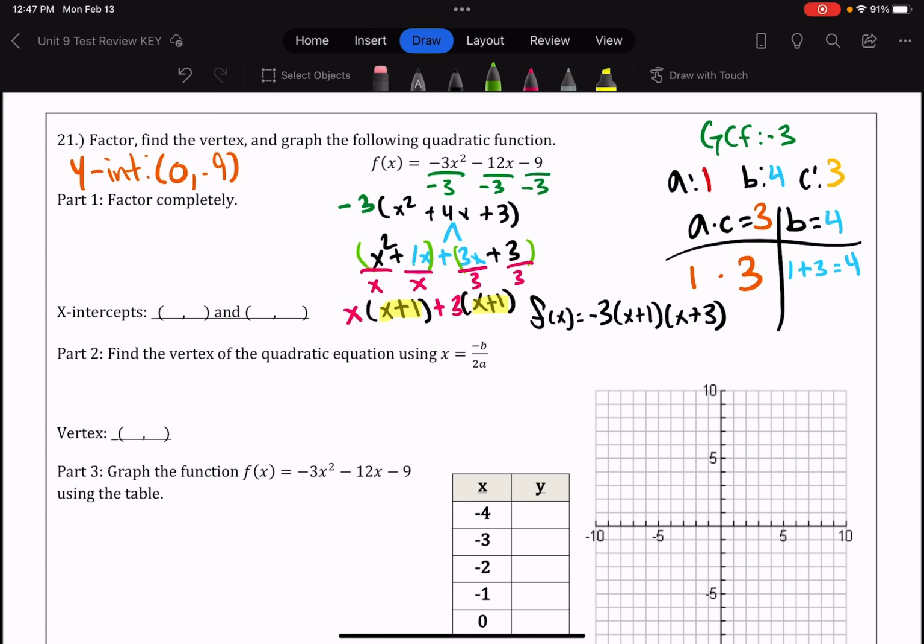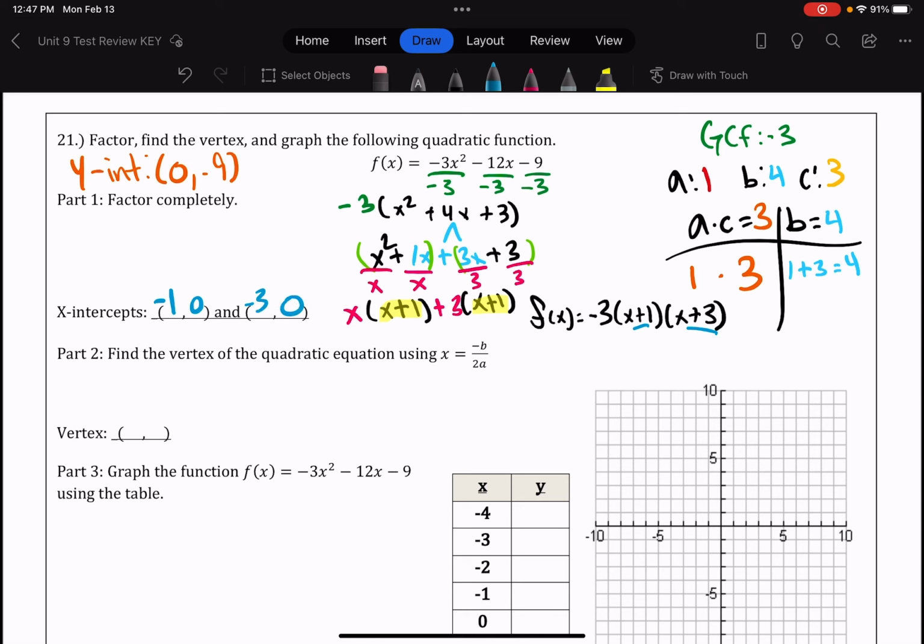Now we want to look at the x-intercepts. I noticed that my x values don't have a coefficient of anything other than 1. So I can just take these numbers that are inside the parentheses and flip their values to give us x-intercepts of (negative 1, 0) and (negative 3, 0).